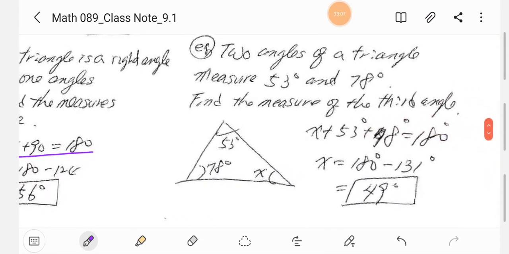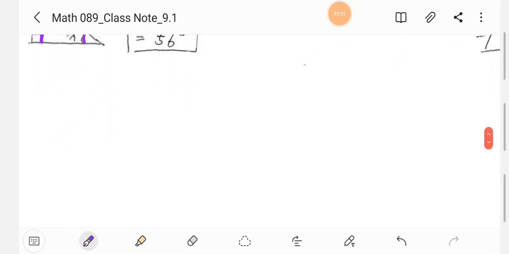Okay, next one. Two angles of a triangle measure 53 and 78. So this is 53 and this is 78. Then what's the third angle? Still same, right? Still same. So add up these three angles. So X plus 53 plus 78 will make 180. And then solve for X.